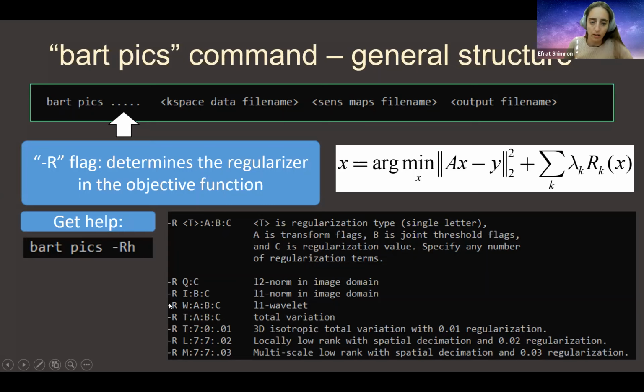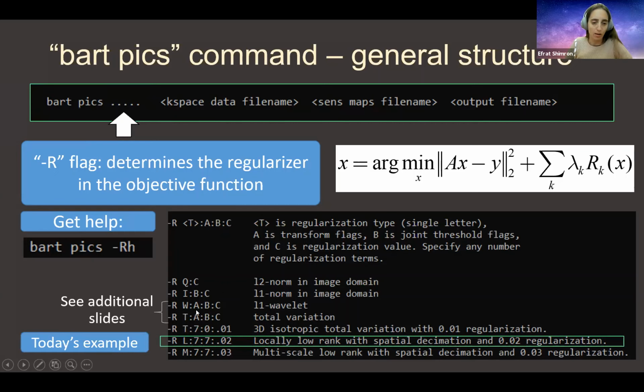For those who are interested and want to work with L1 wavelet and total variation, which are two very useful examples or transforms, we have examples for you in the additional slides and also in an additional Jupyter notebook. You're more than welcome to go into them later. By the way, all the slides are self-explanatory. You can read them and hopefully learn from them. And today, as I said, we will focus on this example of the locally low rank regularization. So we have L for locally low rank. We have several parameters that I will explain, and we have here an example for lambda, the regularization parameter.